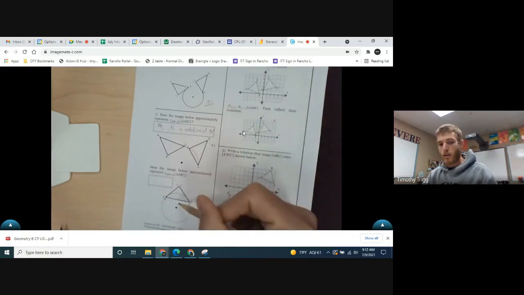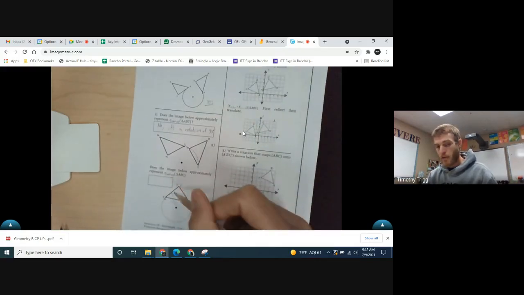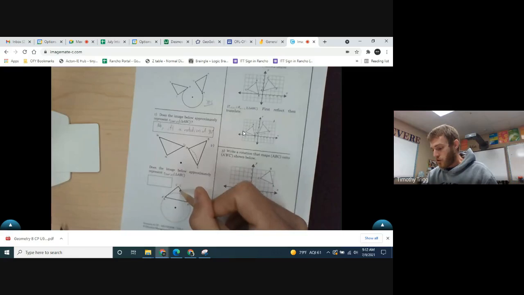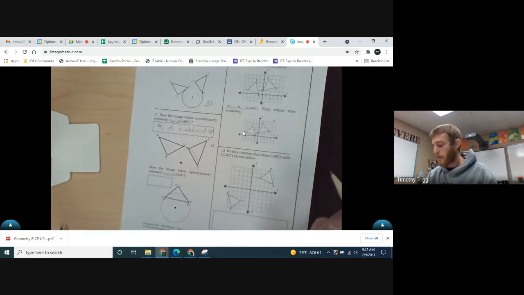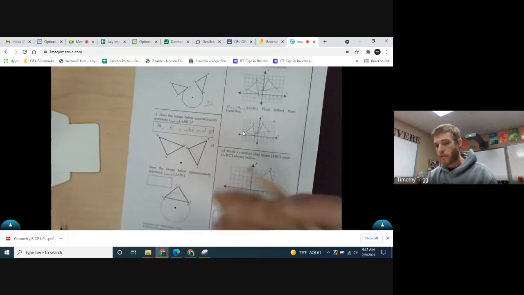See if you can do this one on your own. Notice the image and pre-image are in the same spot. So does this image below approximately represent a rotation of 360? Well, is it in the same spot? Think about that, okay?